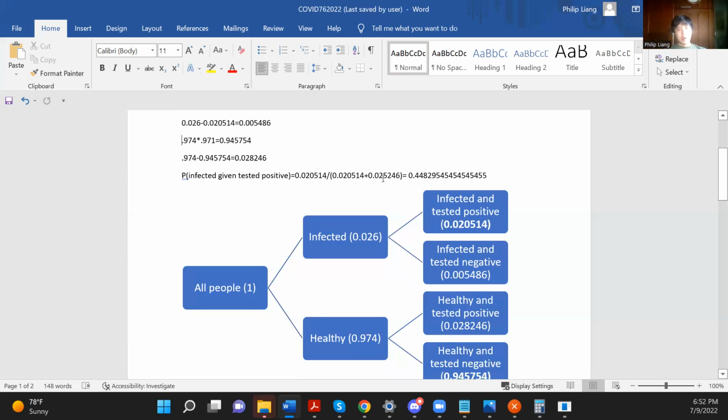being healthy and testing positive. That is the sum of these two probabilities, the probability of being infected and testing positive and the probability of being healthy and testing positive. And we get a number that's around 45%.